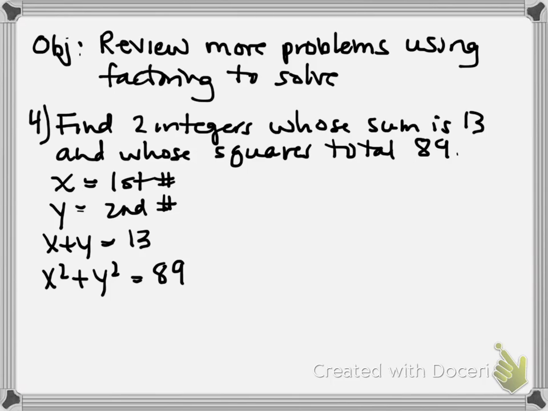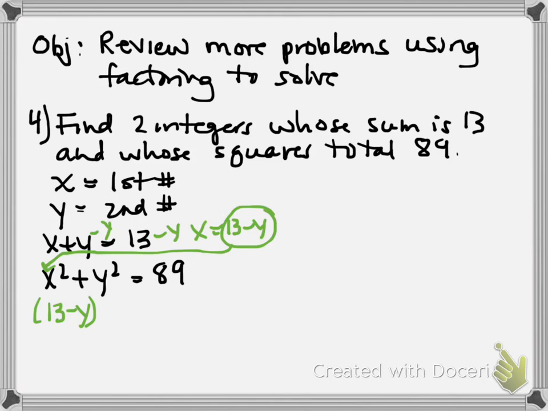Substitution? Yeah, we're not ready yet for substitution, so we're going to have to alter that first equation in order to do substitution. So Miles, would you like to solve for x or for y? Solve for x. Okay, so what we're going to do is subtract y from both sides, which is going to give me x equals 13 minus y. I'm going to take this value for x and substitute it in for x in the other equation. So now I get 13 minus y, that quantity squared, plus y squared equals 89.